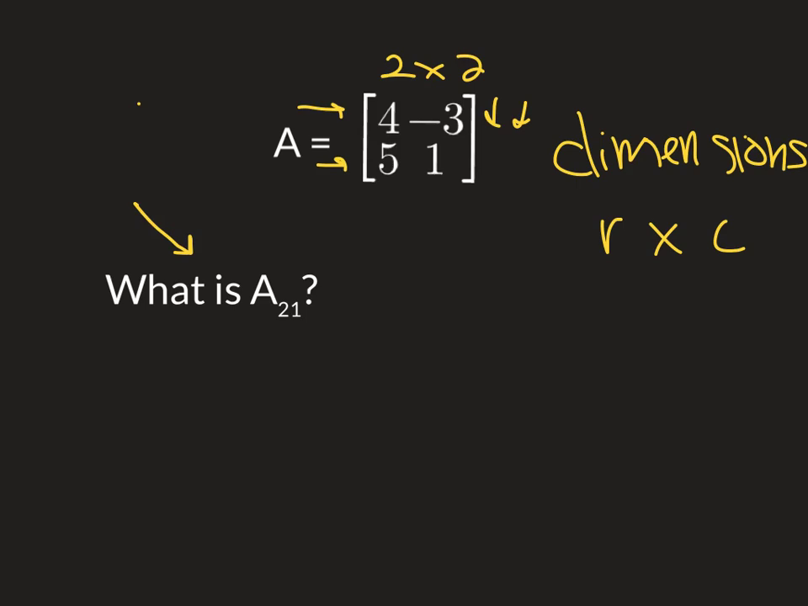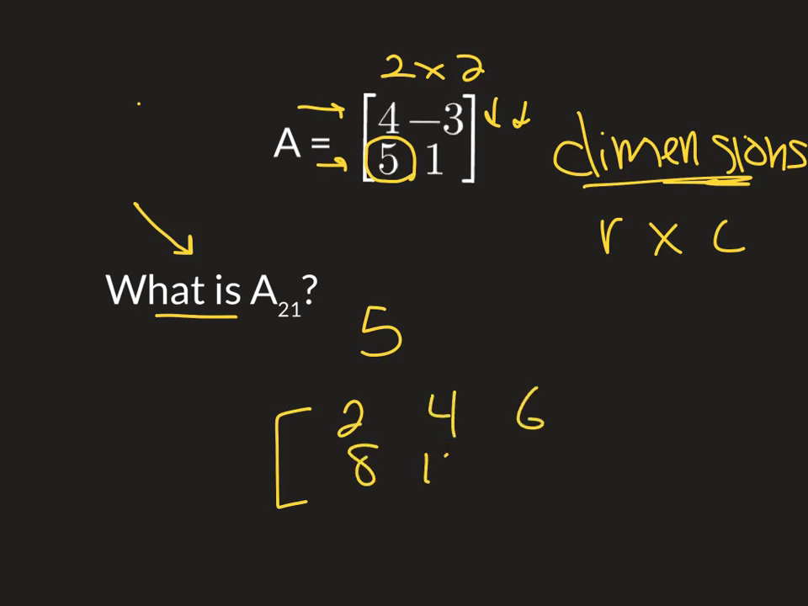Okay, so we're going to ask you, what is matrix A 21? That means what element is in row 2, column 1? It's the 5. Row 2, column 1. That's the first kind of thing you have to do today. Pretty basic, but make sure you know what dimensions are. Let me show you one more. If I have 2, 4, 6, 8, 10, 12 as my matrix, that would be a 2 by 3 matrix because it's got 2 rows and 3 columns. So rows first, columns second.